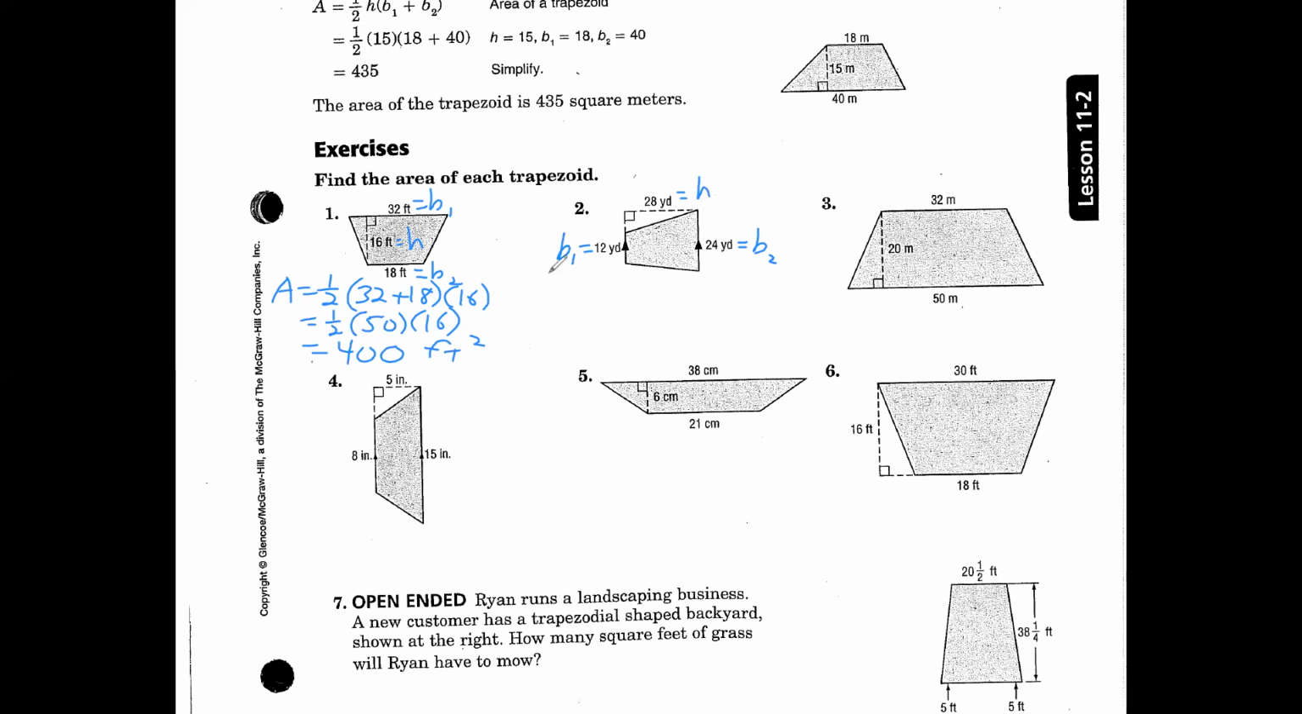Again, you're just plugging in. Area equals 1/2 times 12 plus 24 times 28. 12 plus 24 is 36. So you got 1/2 of 36 times 28. So that's then 18 times 28, which is 504 yards. So this is yards squared. Questions in that section? All right, moving on.